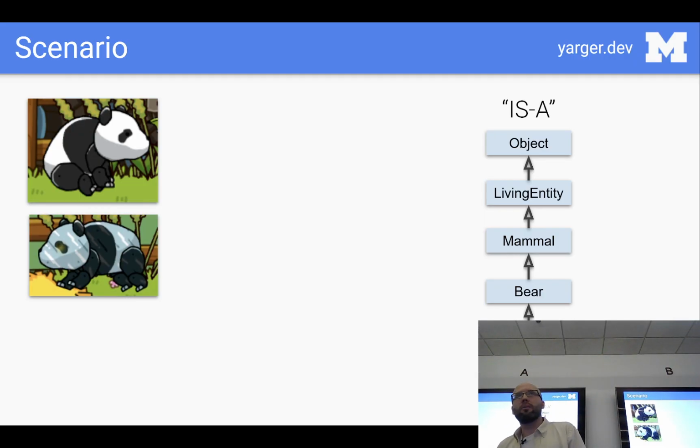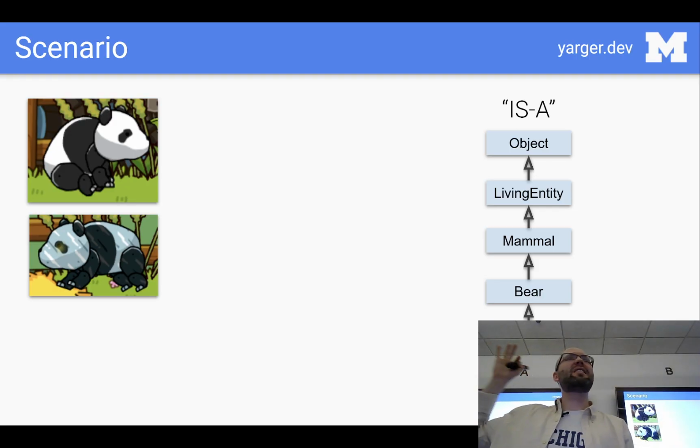The next day, your boss comes in and says, you know what? What I really want is a frozen ice panda. And it's the holidays, right? The holidays, it's getting cold, so let's get some icy pandas going. What are you going to do to really easily and quickly create this ice panda? Where will we put it in the inheritance hierarchy?